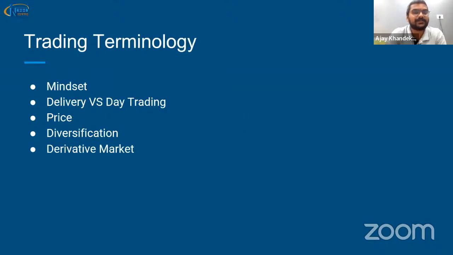Now, trading terminology. The first thing is mindset. What mindset do you have? Do you want to trade on a daily basis, or do you want to be an investor? That is delivery versus day trading. Delivery means buying and holding, and there are types in that: swing trade, short term trade, and long term trade, or being just an investor like Warren Buffett or Rakesh Jhunjhunwala.